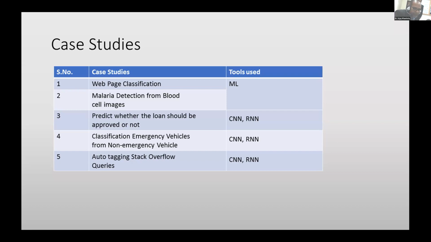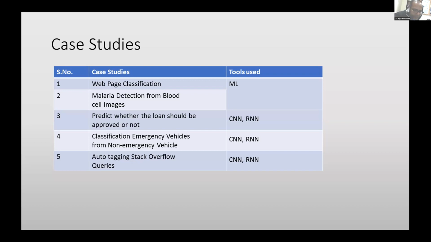Similarly, we have a project like classifying emergency vehicles from non-emergency vehicles. Like some ambulances are there, some fire brigade vehicles are there. Can we classify whether this vehicle is an emergency or non-emergency vehicle, so that we can manage the traffic on the road so that they can reach the hospitals or a certain place within the given time period.